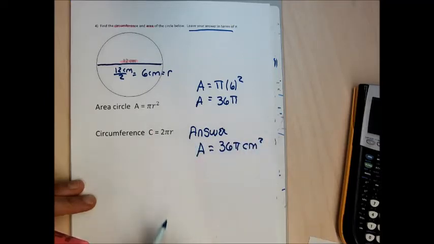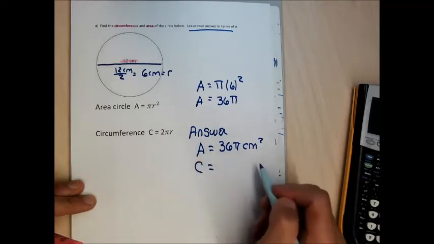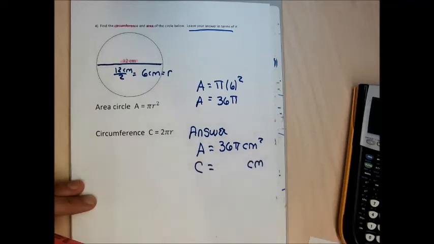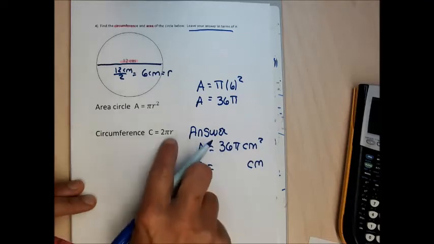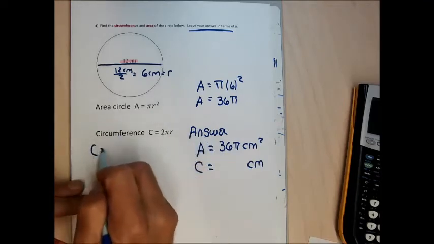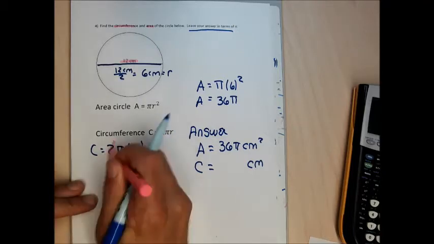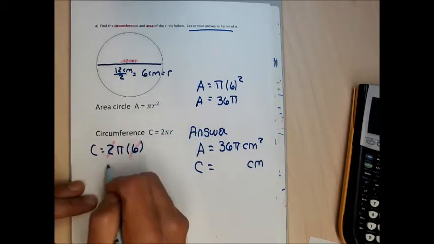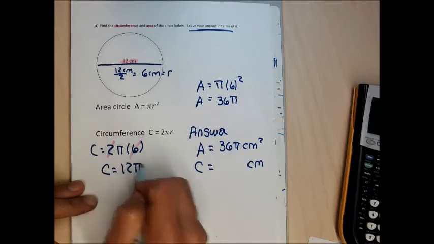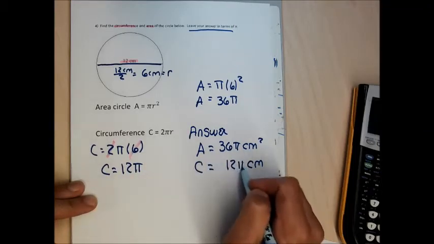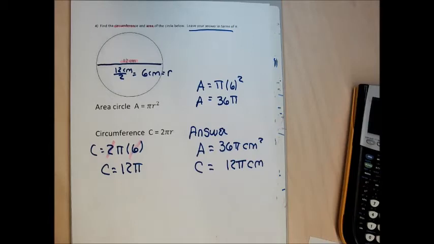Circumference is like perimeter, so when I go to write my answer for the circumference, the units are going to be like perimeter. They're not going to have a square. To find the circumference is just 2 pi r, so it's going to be 2 pi times 6. And when you do that multiplication, you just multiply the 2 and the 6. You leave the pi, so the circumference is going to be 12 pi for a number, and then centimeters for the units.